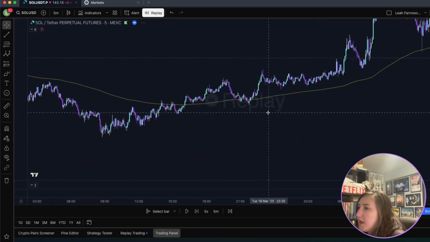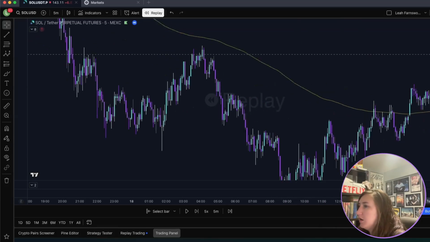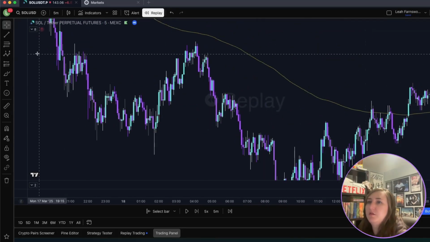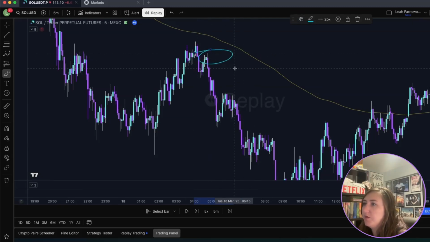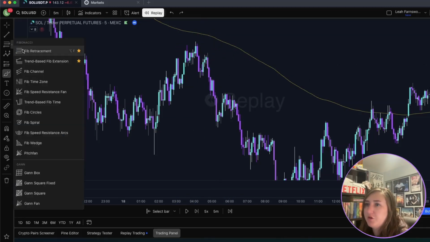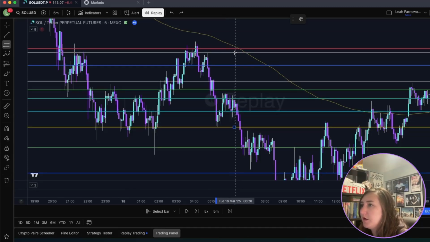So let's find some other areas where it could be hard to decipher where we should draw. A lot of times we can have trouble. We have this point here, we have this point here. Where do we put our fib? I'm just going to go with the nearest. We'll see how it works out. So fib here to here.